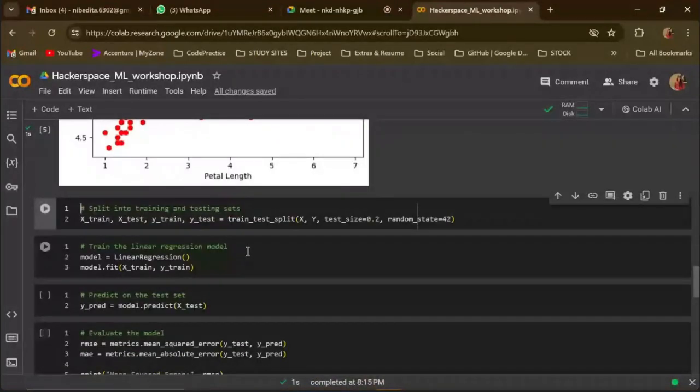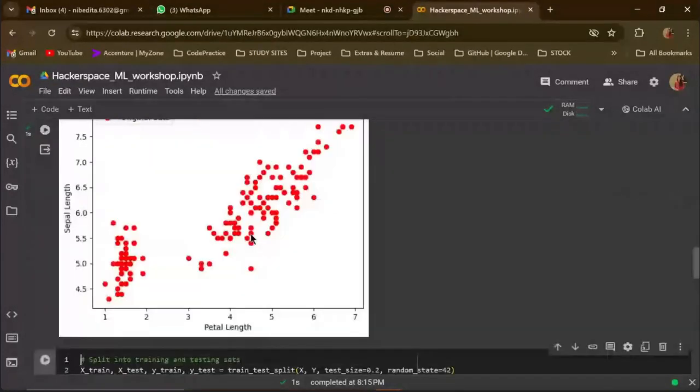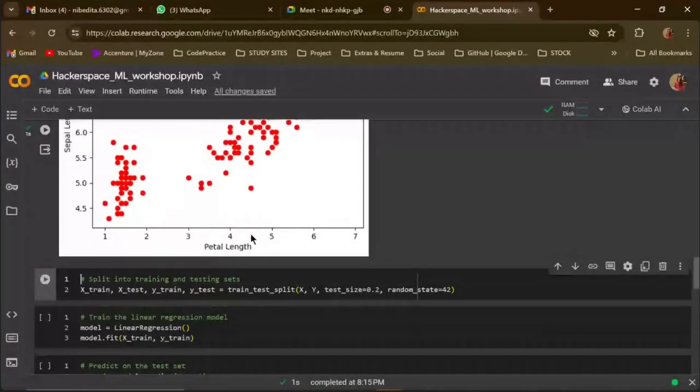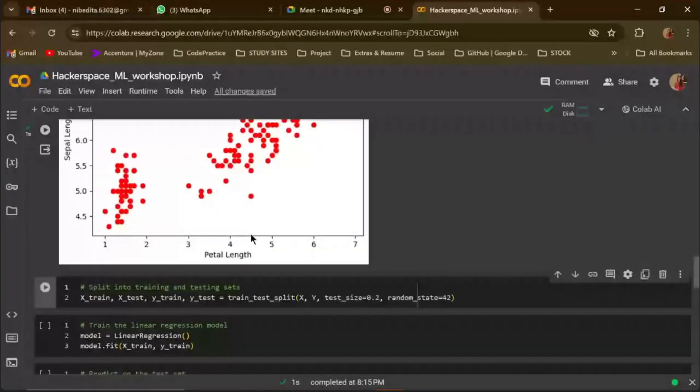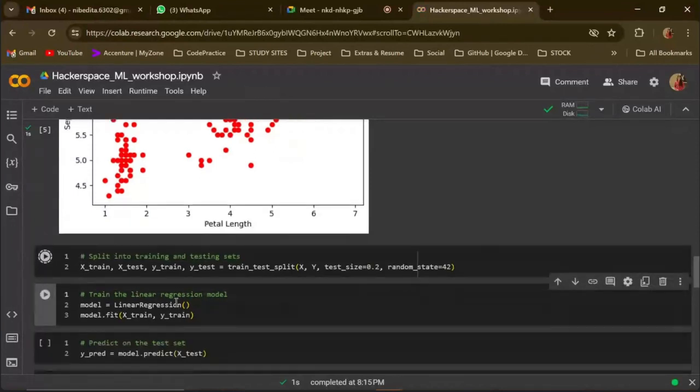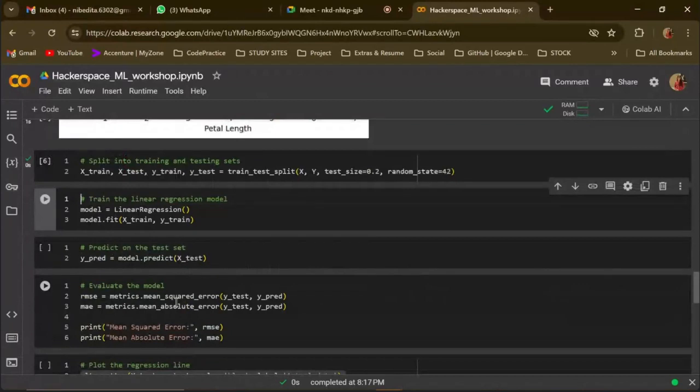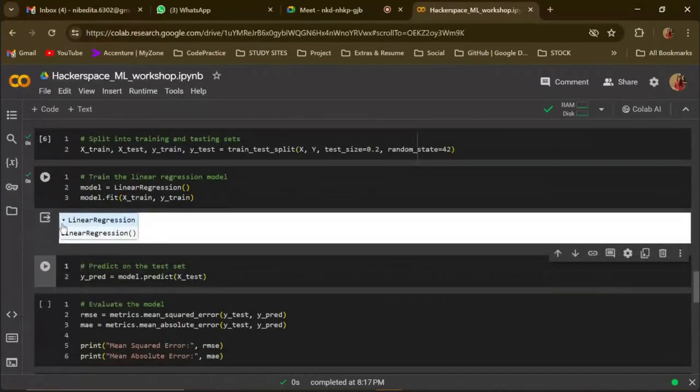Now we are going to divide the training and testing data. The division is 20% of the original data we are keeping as testing data, and the 80% of the data we are taking as training data. The 20% of the data we are not going to introduce to the machine learning. The machine learning will not know what the testing data has. Now we'll define the linear regression model. So the linear regression model is defined.